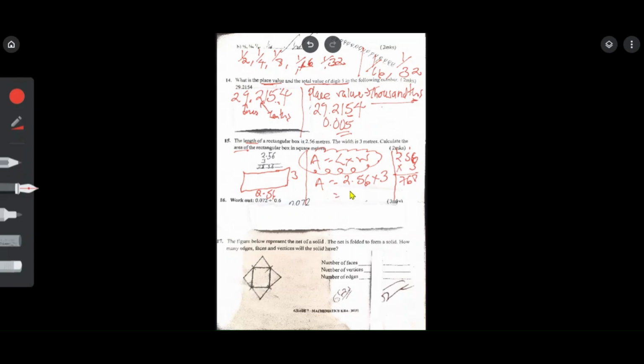So the answer is 768. But how many decimal places? Total, they are 1, 2. Here you don't have a decimal, so it's here 1, 2. So I'll carry 1, 2. My decimal is supposed to be there. And the units were in meters, so I'll say square meters. You write like that. So you get your answer like that.